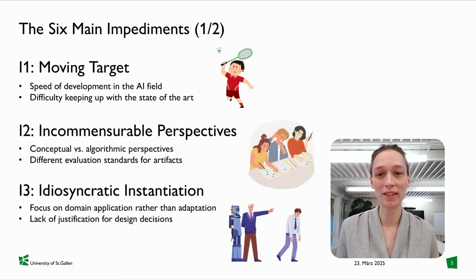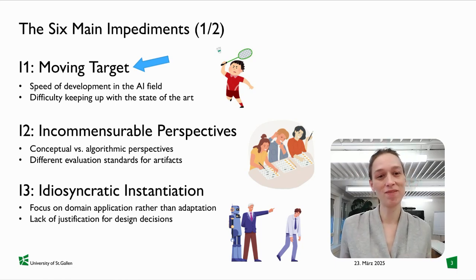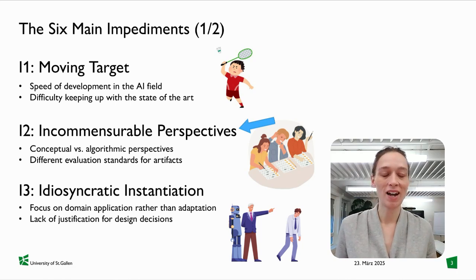So, what were the six most common reasons for getting rejected for these kinds of papers? First, like I've already mentioned, the moving target problem, because it's really difficult to keep up with the state of the art. Maybe by the time your paper gets published, there is already another paper out which describes a better method than yours.